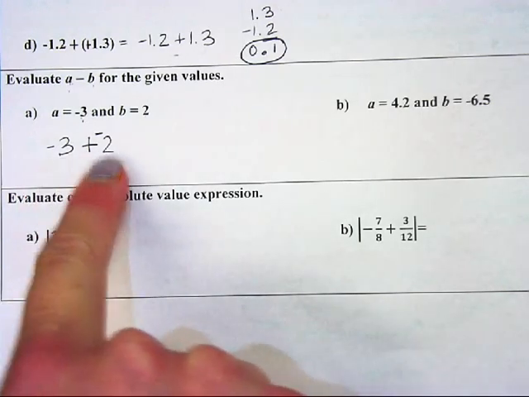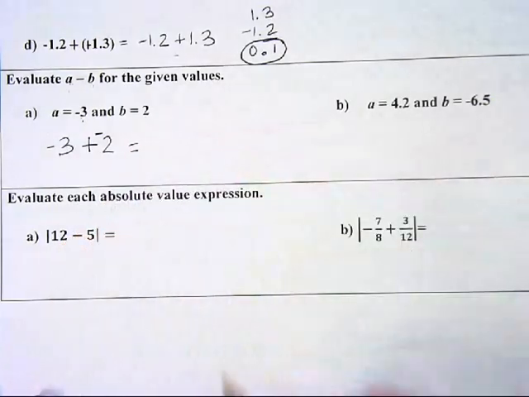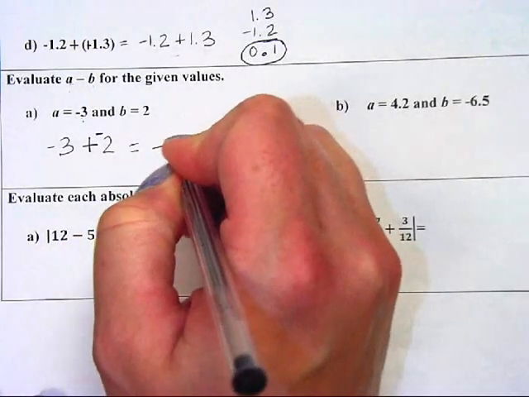So I have negative 3 plus negative 2. I'm already negative, and I'm adding more sand to bring it down. That takes me even further down to negative 5.